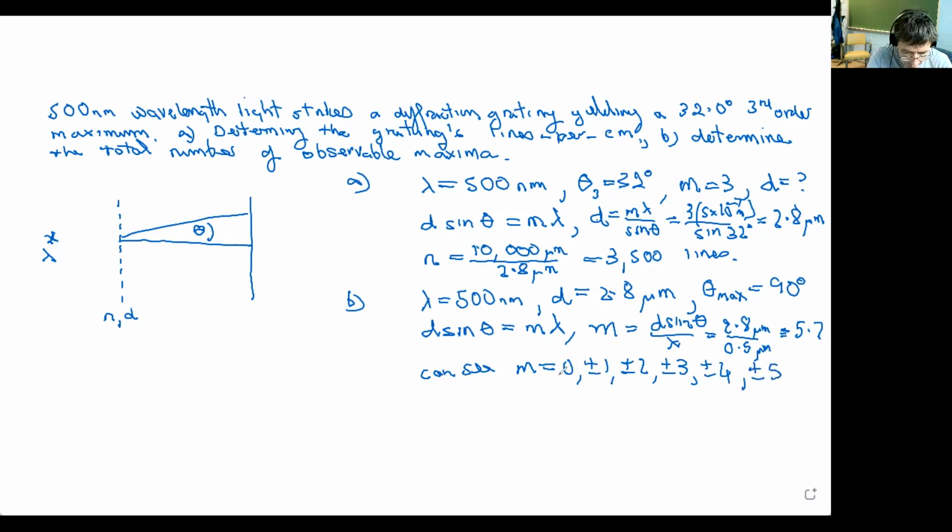And so if I just count these up, there's the central, that's 1. And then for the plus or minus 1, plus or minus 2, plus or minus 3, plus or minus 4, plus or minus 5, they're all pairs around the central maximum. That's a total of 11. So we see 11 maxima.